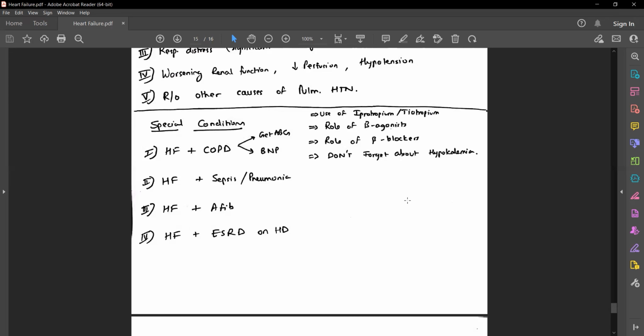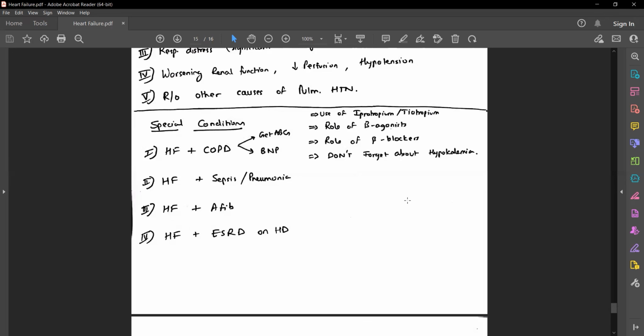And then you will also do a BNP. As I said, BNP has to be interpreted in the clinical context. If it is very, very high in a patient who does not otherwise have any reasons for a false interpretation of BNP, then it tells you that the patient is definitely in heart failure.